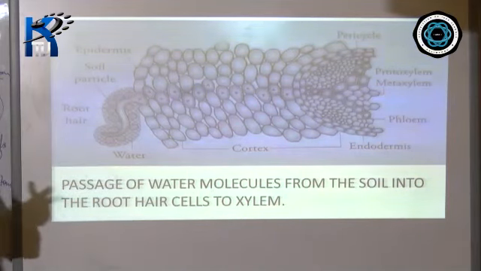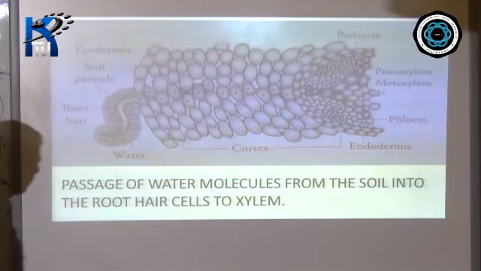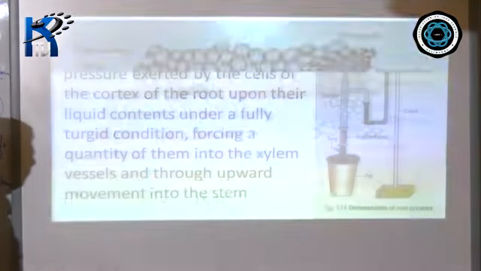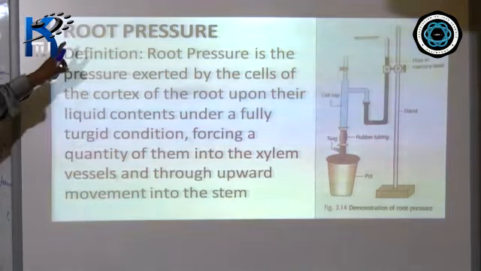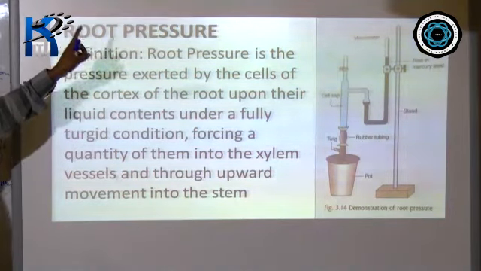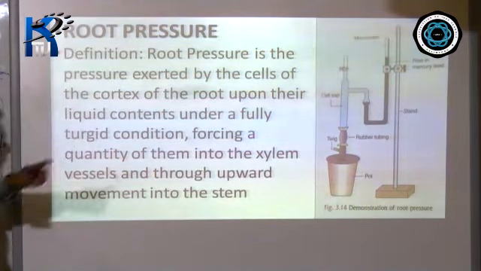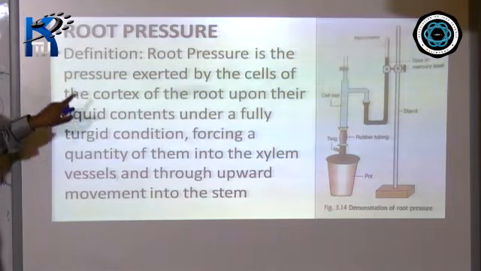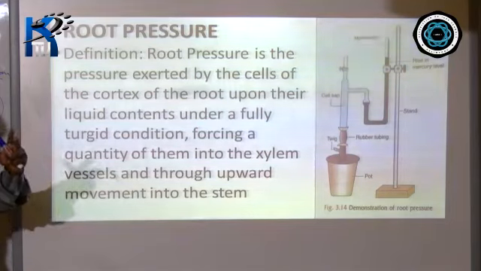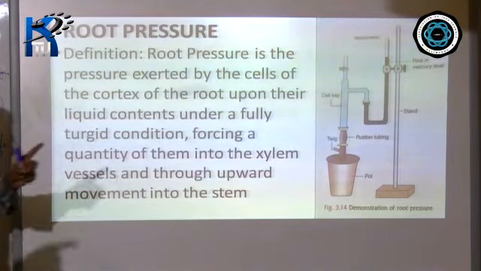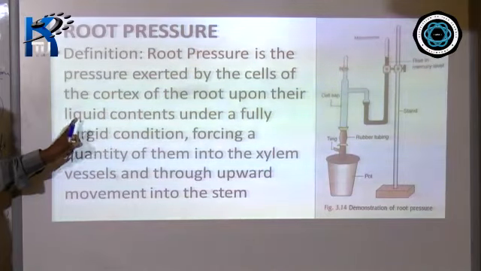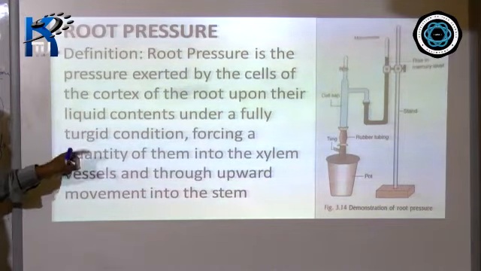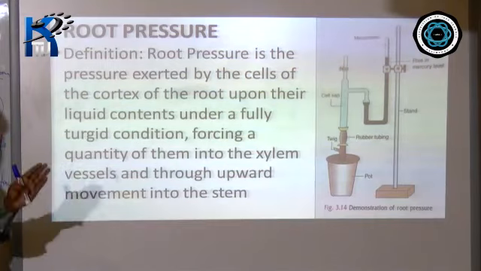This results in a pressure. Which pressure is this called? It is called root pressure. Okay, so root pressure is the pressure exerted by the cells of the cortex. Each cell of this cortex exerts a pressure on the xylem. The cortex of the root acts upon the liquid content under fully turgid condition. Each cell has to be turgid in nature.